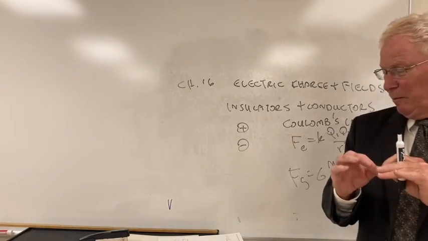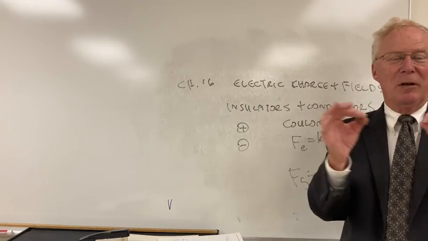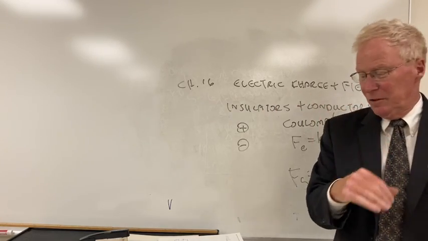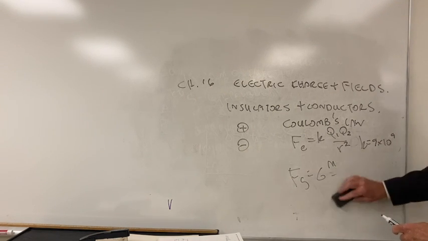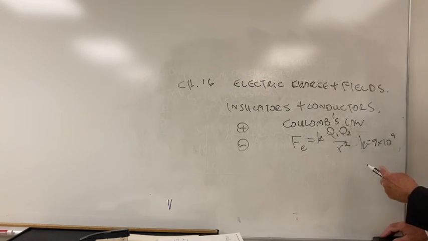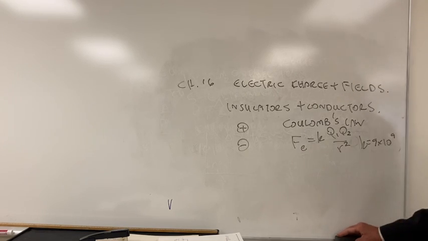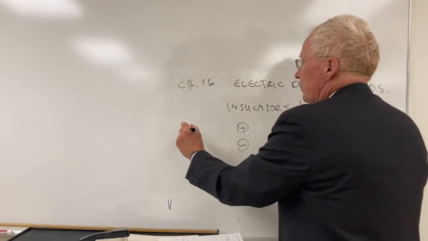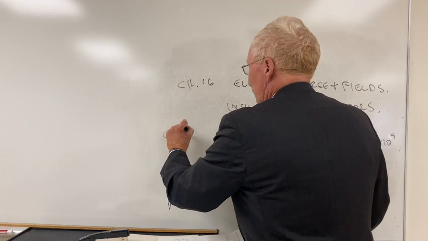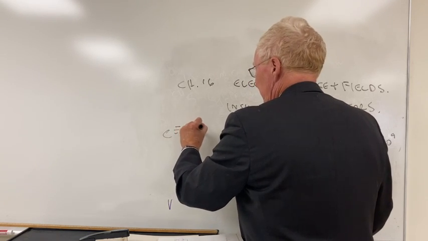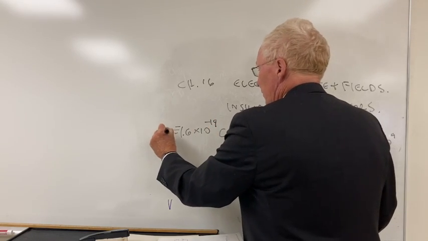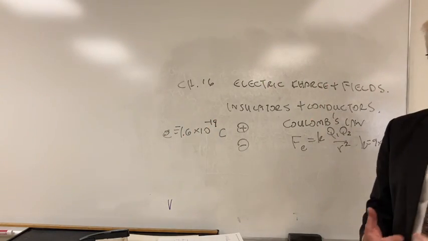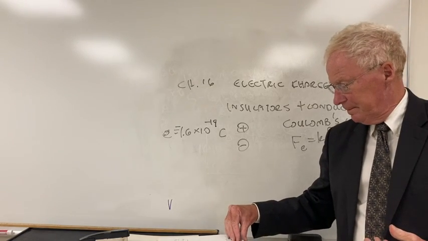We're only going to be doing problems in one dimension. We're not going to do any two-dimensional problems here as far as using Coulomb's law. So force between two charges. And again, electric charge, E is minus 1.6 times 10 to the minus 19th coulombs, the charge of the electron. Proton is exactly opposite of that.